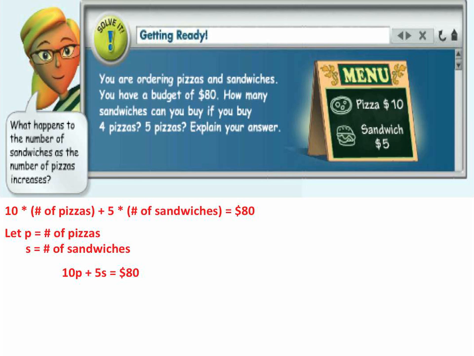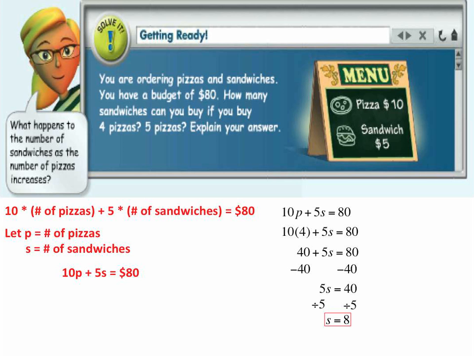Now they're telling me how many pizzas I want. So in the first part they're saying if you want to buy 4 pizzas, so I'll just make P equal to 4 and I'll plug it in. And if I simplify this, I'd get 40 plus 5S equals 80. Subtract your 40 from both sides to get the S all by itself. 5S is 40, divide by the 5, and S is 8. So I can buy 8 sandwiches.